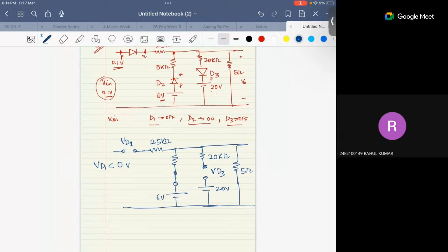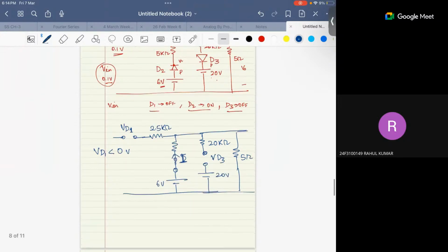And for the assumption that D2 is on, there should be some current I, and that should be positive. If I is coming out to be positive, then our second assumption is also right. And for the third assumption, VD3 should be coming out to be negative, right? So if those three conditions are satisfied, then our assumption must be correct, right? I hope this is clear to everyone.